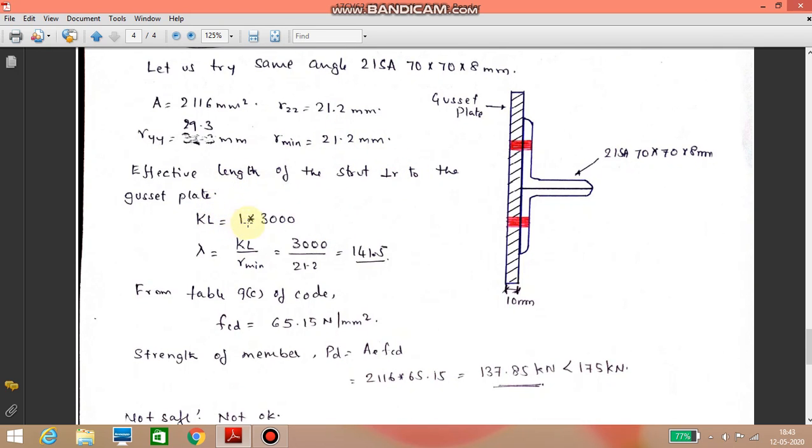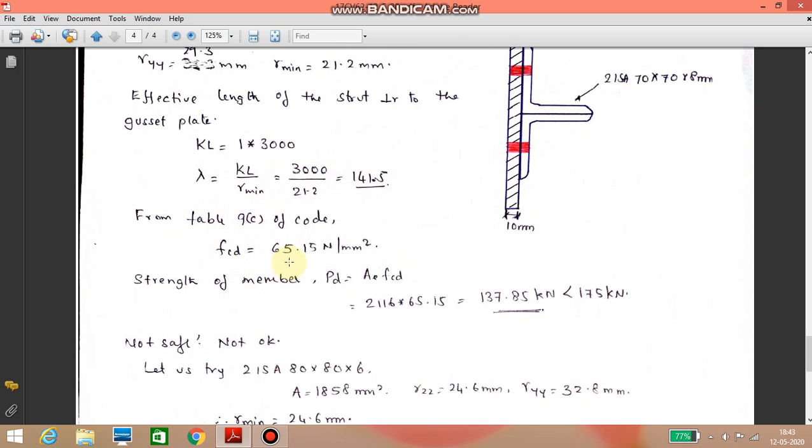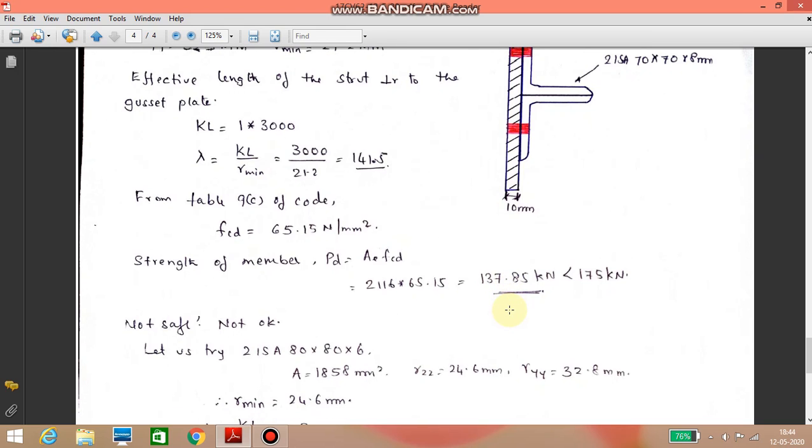Therefore KL equal to 1 into 3000. Again this is clearly given in the IS 800-2007 clause. Therefore lambda equal to 141.5. From table 9c of the code we get FCD equal to 65.15 Newton per millimeter square for this value of lambda or KL by R. Therefore the design strength of the member equal to AE into FCD. Upon substitution we get 137.85 kilonewton, which is less than 175 kilonewton. So the design is not safe. You have to revise the section.